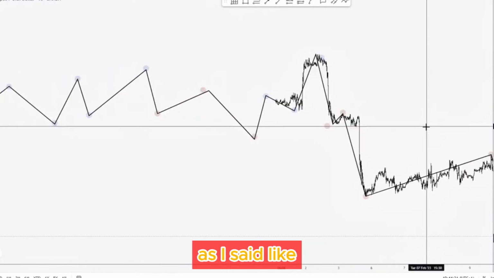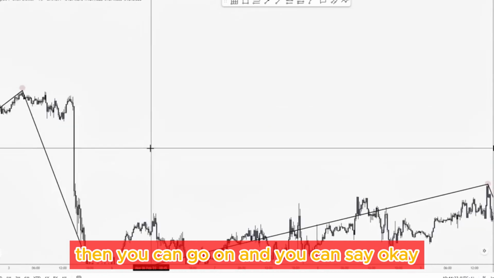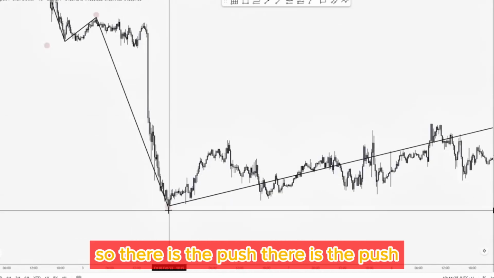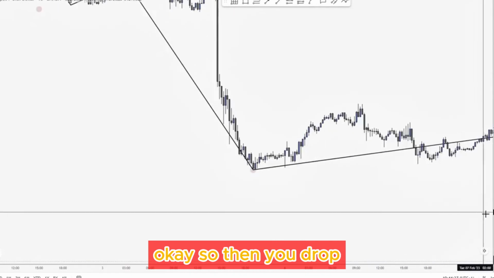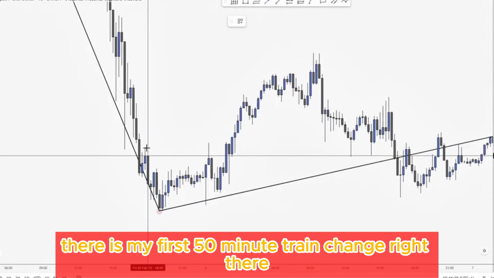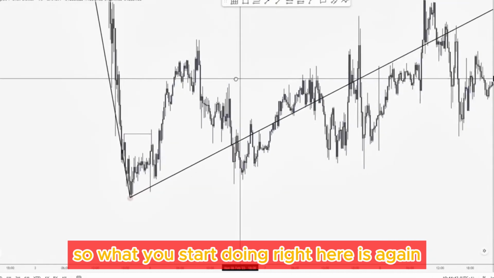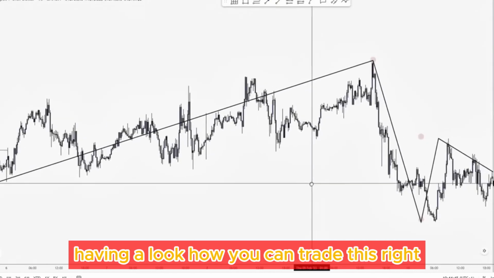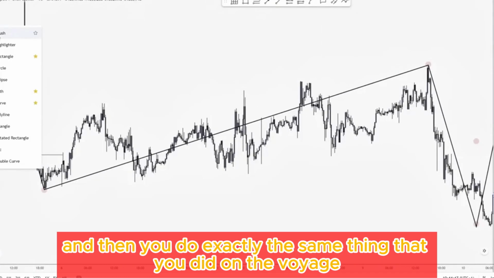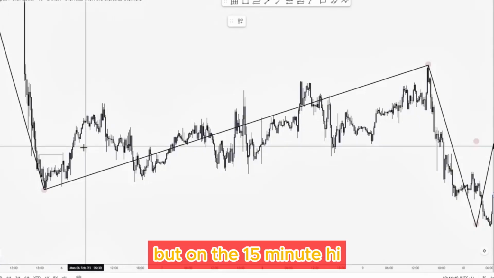And there it is. As I said, then you can go on and say, okay, I'm going to examine this. There is the push, okay? So then you drop. There is my first 15-minute trend change right there. What you start doing right here is, again, having a look at how you can trade this, and then you do exactly the same thing that you did on the 4H, but on the 50-minute.